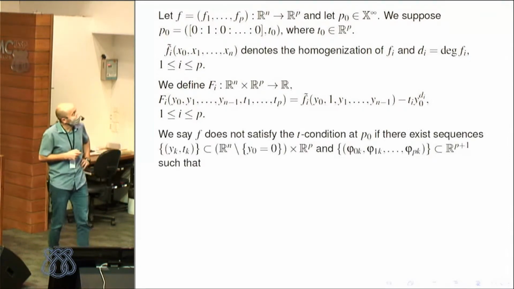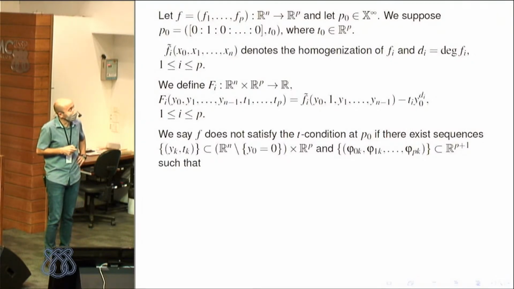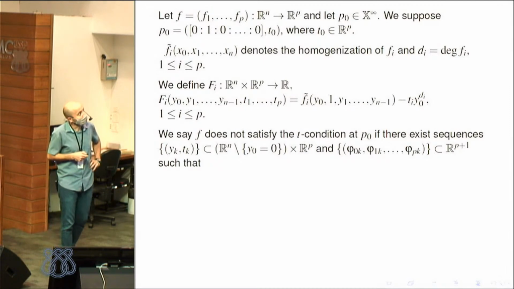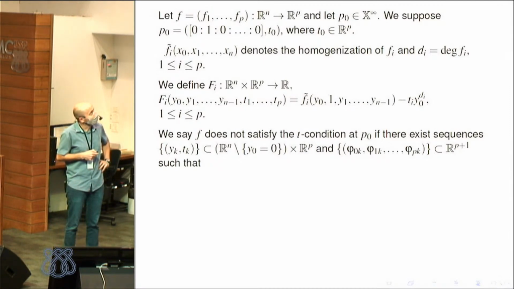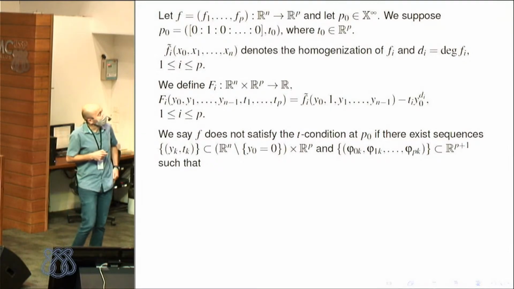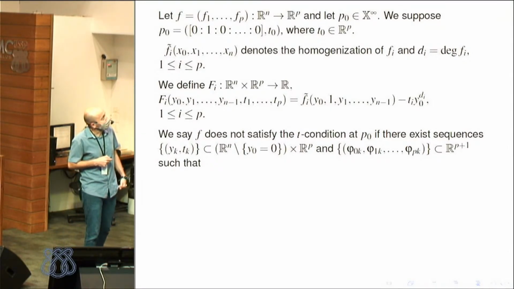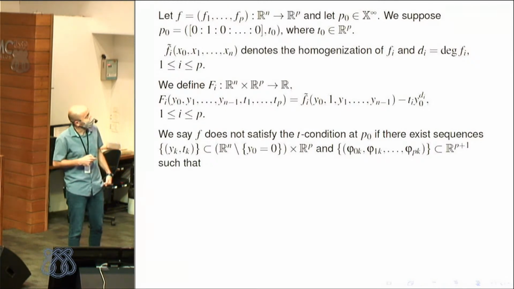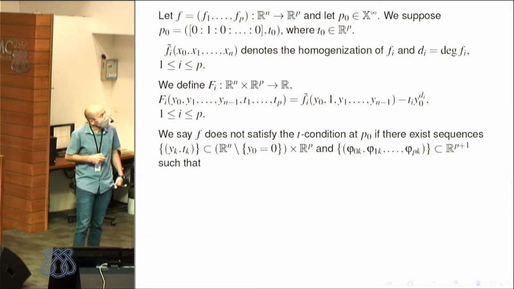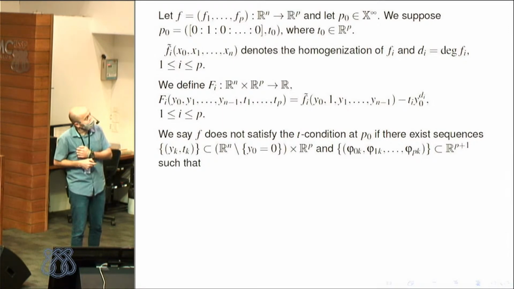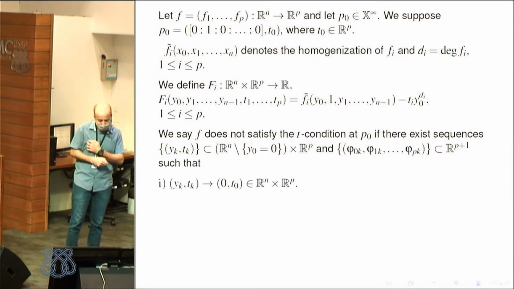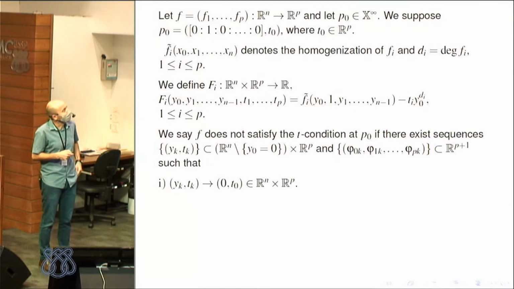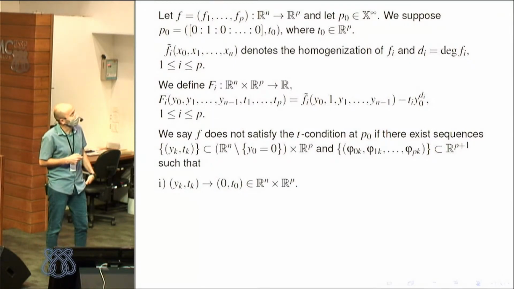And you say that f does not satisfy the t condition at P0 if there is a sequence outside the hyperplane y0 equal to 0, a sequence in Rn times Rp, and a sequence in Rp+1, such that the limit converges to (0, t0). With the previous identification, this point is just P0.